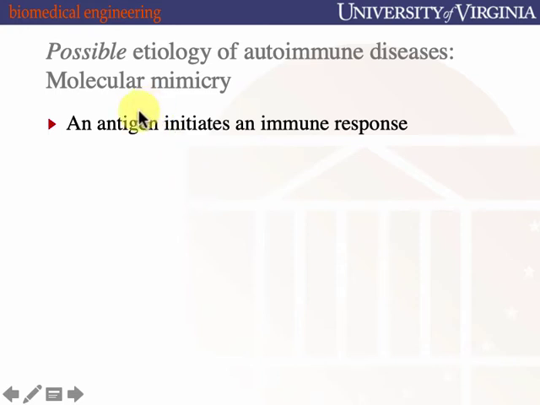So a possible etiology of autoimmune diseases in these cases is a concept called molecular mimicry. If you have two molecules, I introduced this idea at the beginning of this lecture, T-cell and B-cell receptors are going to bind one epitope or other epitopes that are extremely similar in their structure.